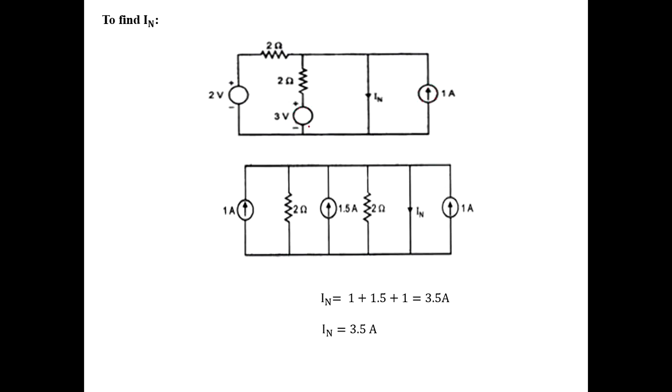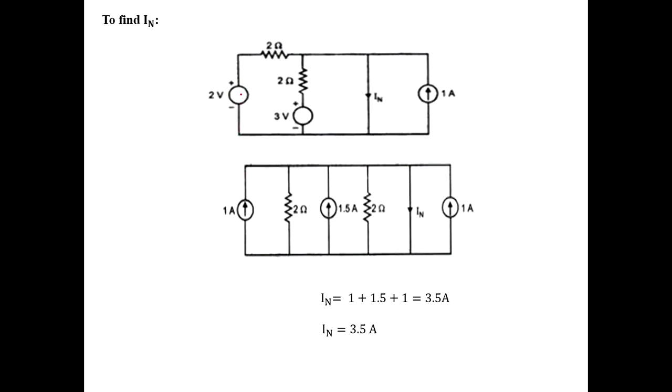Here it is having a voltage source in series with the resistance. We can easily convert this into a current source. Here also it is having a voltage source in series with the resistance. We can convert this voltage into a current source because the voltage source is in series with the resistance, so we can easily convert it using the source transformation method. After that, our circuit after source transformation will be like this.